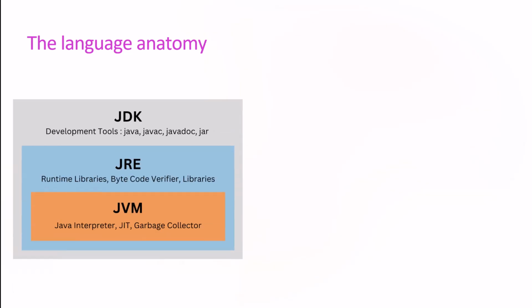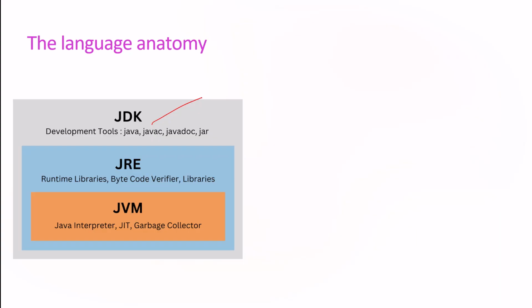Let's look at some of the language anatomy. Java revolves around these three things. There is the JDK, the Java Development Kit, that provides the tools for you to write your instructions. And then we also have the Java Runtime Environment. These are libraries, bytecodes, and verifiers, and all that are also included, or available, for your program to be able to run successfully.